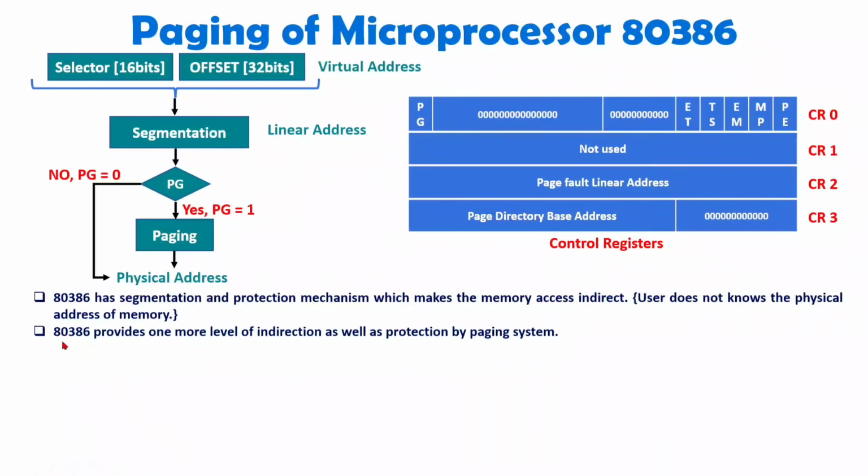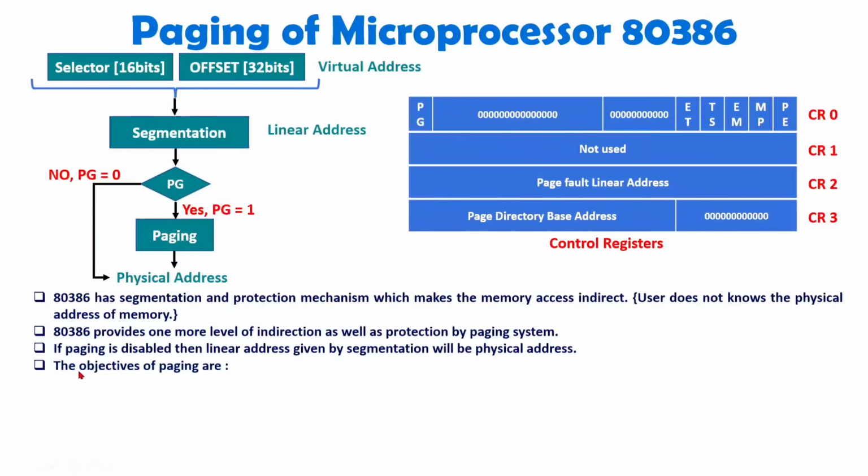Here, my dear students, 80386 provides one more level of indirection, and that indirection is provided by the paging system, and in the paging system we also provide some other sorts of protection that I will explain step by step. If paging is disabled, then the linear address given by segmentation will be the physical address, right? Segmentation gives you a linear address from the virtual address, and if paging is not enabled, meaning the PG bit is 0, then that linear address will be considered as physical address.